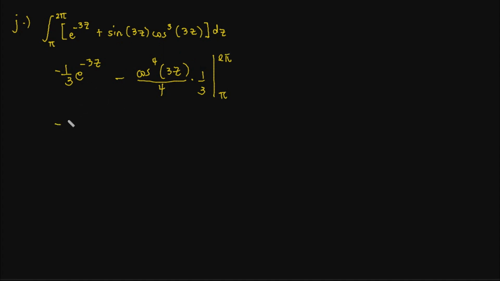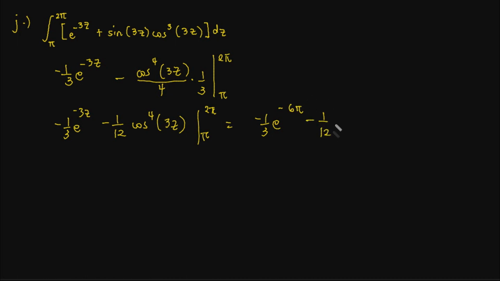Okay, so basically we have negative 1/3 e raised to negative 3z, and then minus 1 over 12 cosine to the 4th of 3z, okay? And then pi to 2 pi. This is equal to negative 1/3 e raised to negative, so this becomes negative 6 pi, okay? Negative 6 pi minus 1 over 12 cosine to the 4th of, this one is 6 pi, okay? And then this is subtracted to negative 1/3 e raised to negative 3 pi minus 1 over 12, and then cosine to the 4th of 3 pi.